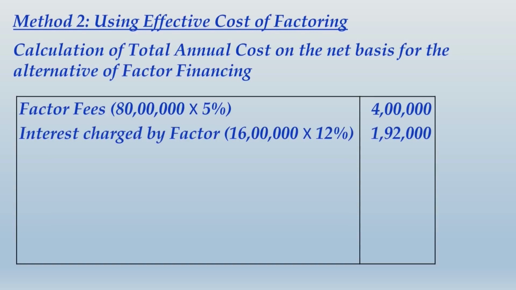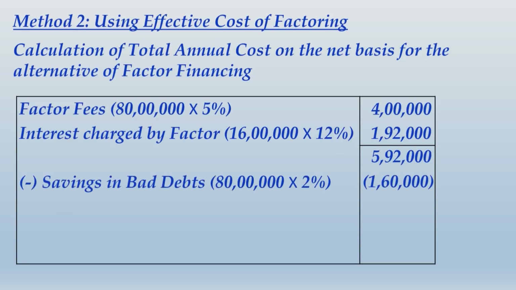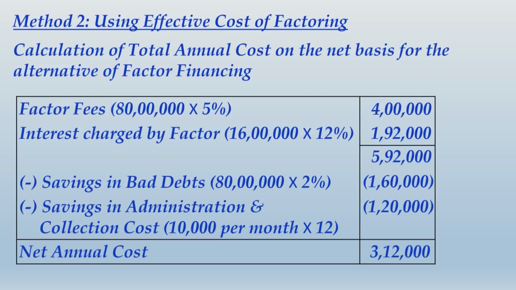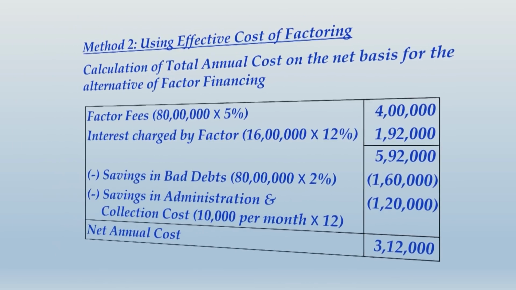We would now consider the interest charged by the factor, that is 12% of 16 lakhs, and that works out to an annual cost of 5,92,000. You will subtract the savings in bad debts, that is 1,60,000. You will also subtract savings in administrative and collection cost, that is 1,20,000, 10,000 per month into 12 months, and finally the net annual cost comes to 3,12,000. Friends, you may pause the video if you have yet to write this. If you have already finished writing this, let us move ahead.